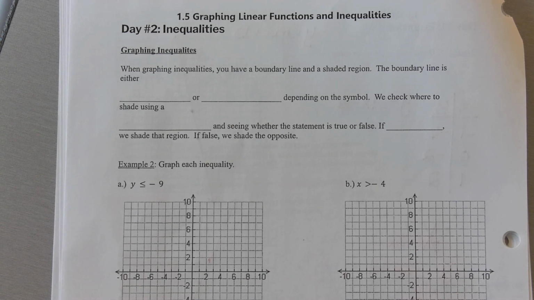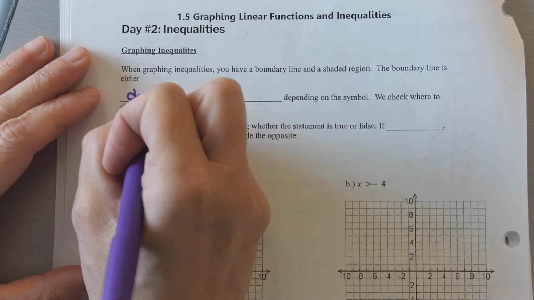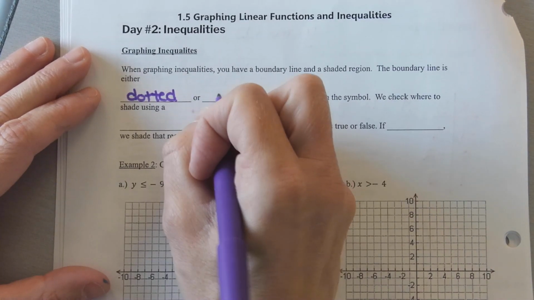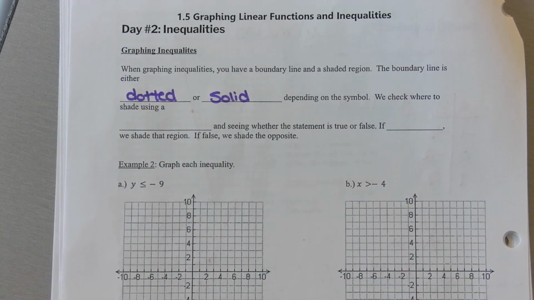Same thing as yesterday, but in addition to that, we're also thinking about shading, and we're thinking about if our graph should be a solid or dotted line. So when you are graphing inequalities, you have a boundary line and a shaded region. The boundary line is either dotted or solid. Those are our only two options. And it depends on the symbol.